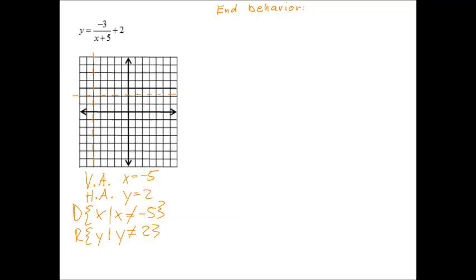Let's talk about our end behavior. As x goes to -infinity, f of x goes to 2, and as x goes to +infinity, f of x also goes to 2. We can already say that without having even graphed our hyperbola, because that is what is going to happen around our horizontal asymptote.